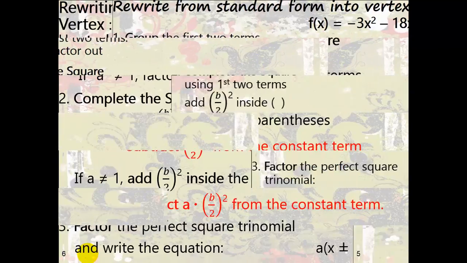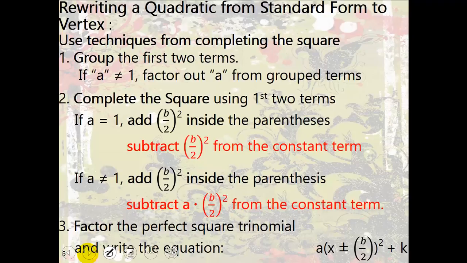So this is kind of what we did in a nutshell. Sorry about Eli. And basically, I grouped my first two terms, and then I completed the square, and then whatever I did on the inside, I did the opposite of it on the outside, and then I factored, right? And then once I factored, then I wrote my equation.